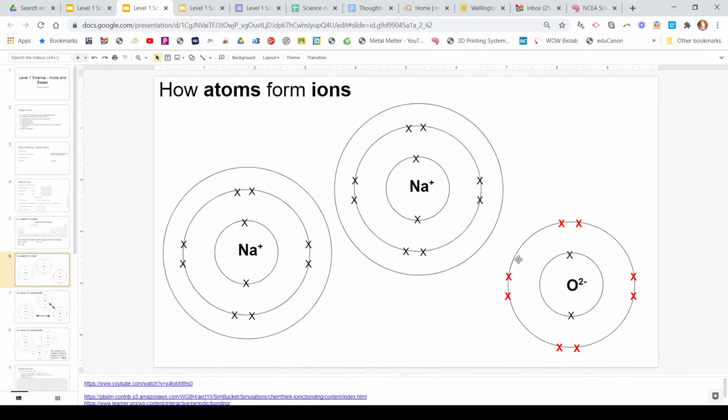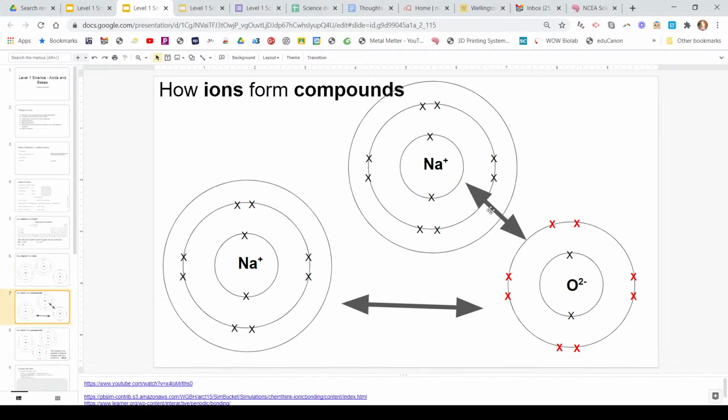And so we now have a negatively charged ion and positively charged ions, and so there is a force of attraction between those. That force of attraction bonds those ions together. In forming ions, they created either a positive charge for sodium or a negative charge for the oxygen, and then in becoming positively and negatively charged, they're attracted together. And that's how ions form compounds.